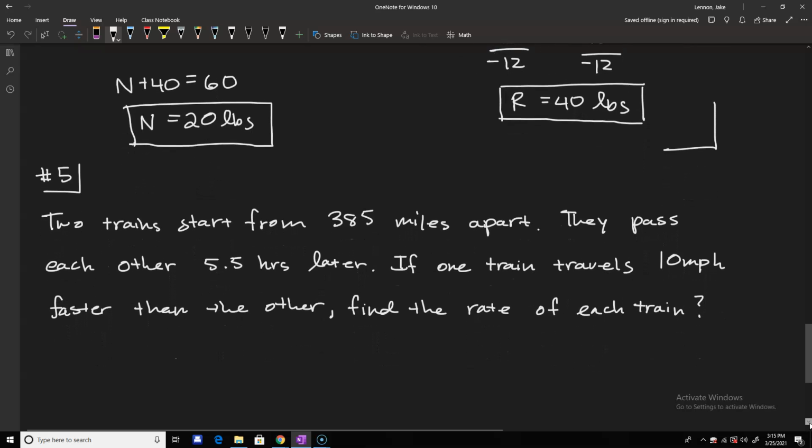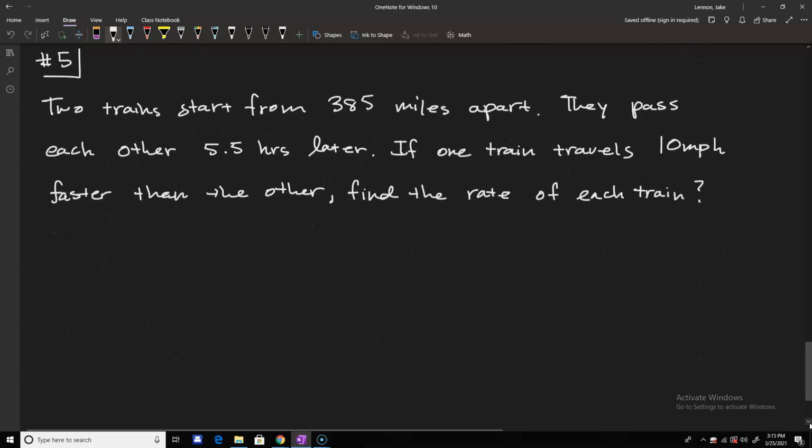As long as you set it up properly. Like I said, once you set up all of these, we just get a system of equations. So we have two trains starting from 385 miles apart. They pass each other 5.5 hours later. If one train travels 10 miles an hour faster than the other, find the rate of each train.